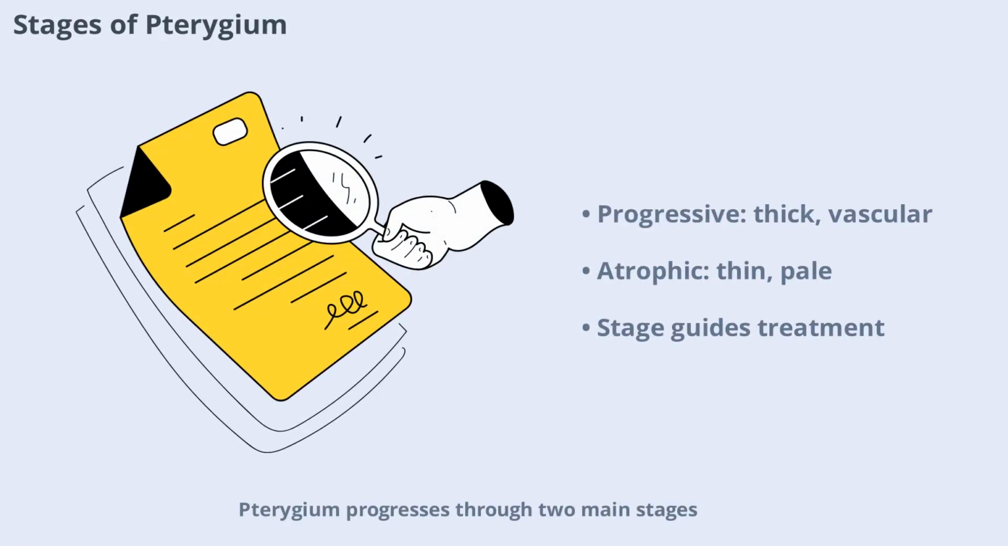Pterygium progresses through two main stages, the progressive stage and the atrophic stage. In the progressive stage, the pterygium is thick, fleshy, and highly vascular, sometimes covering the entire pupillary area and significantly affecting vision. In the atrophic stage, the tissue becomes thin, pale, and non-progressive, often requiring no treatment. Identifying the stage is essential for determining the appropriate management strategy.